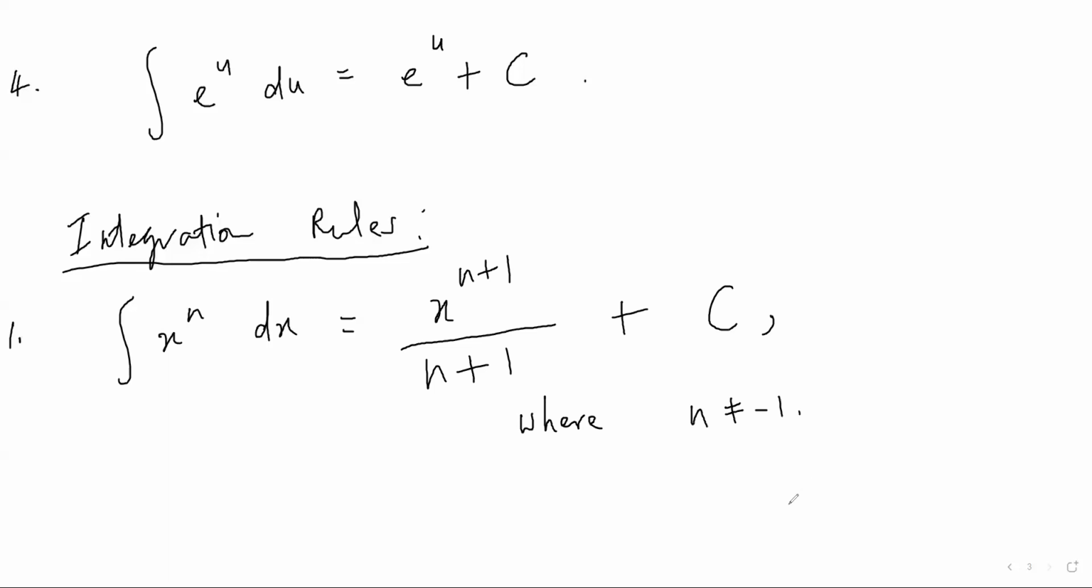So that's the first rule. If you're integrating x to the n with respect to x, that is equal to x to the n plus 1 over n plus 1 plus c, of course, because this is an indefinite integral, where the number n is not equal to minus 1, because we cannot divide by 0. This is an important rule. And of course, these rules, you don't get them in the formula sheet.